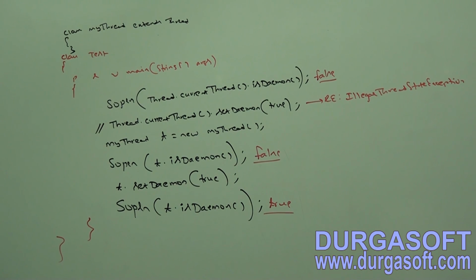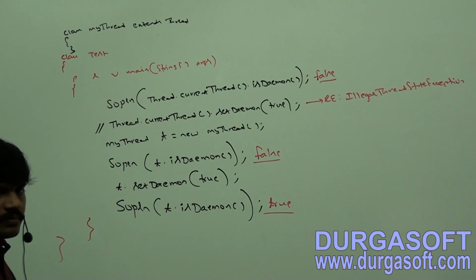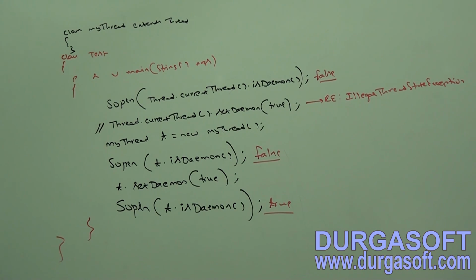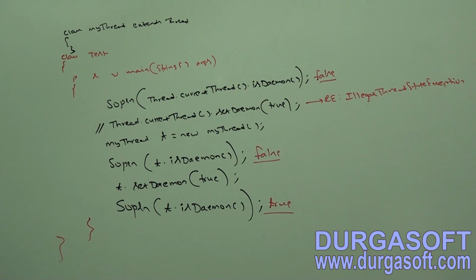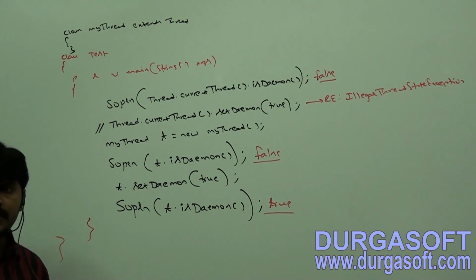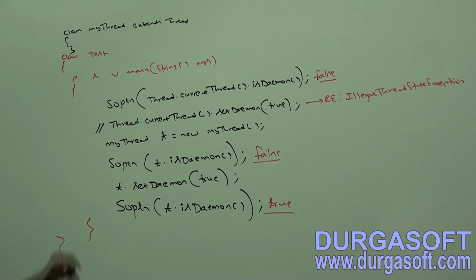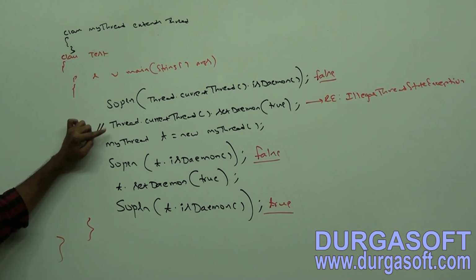Thread.currentThread().isDaemon() is false. Thread.currentThread().setDaemon(true) gives us an IllegalThreadStateException. Okay, is that clear for all of you?